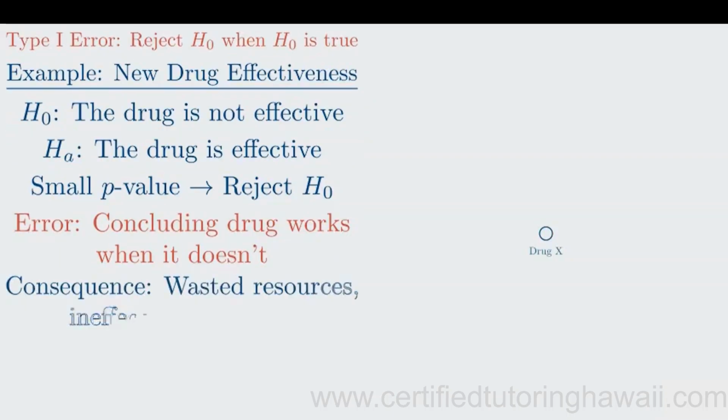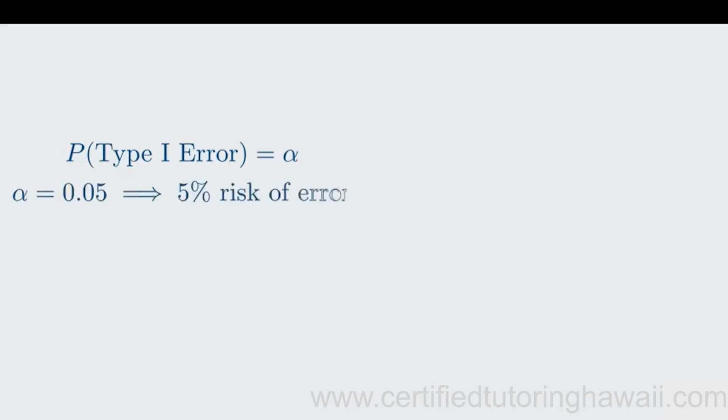In this case, the Type 1 error means patients might be taking a medicine that doesn't help them, and the company is wasting resources. The probability of making this specific mistake is something we actually control before we even collect data. It is exactly equal to our significance level alpha. If you set alpha to 0.05, you are essentially saying, I am willing to accept a 5% chance of rejecting a true null hypothesis. If you want to be more careful and avoid this error, you would lower your alpha to 0.01.